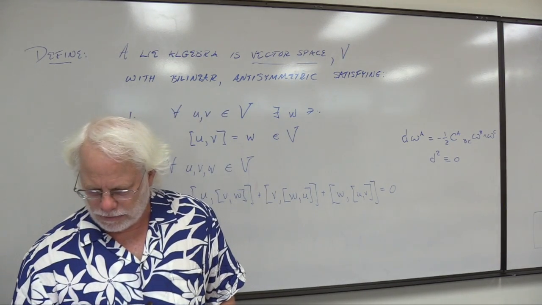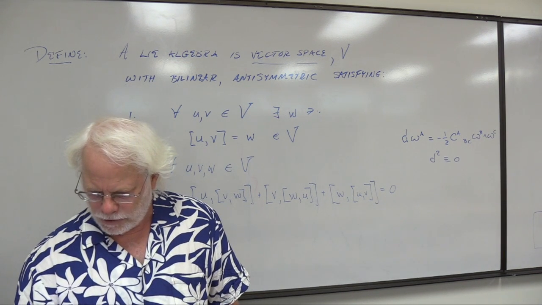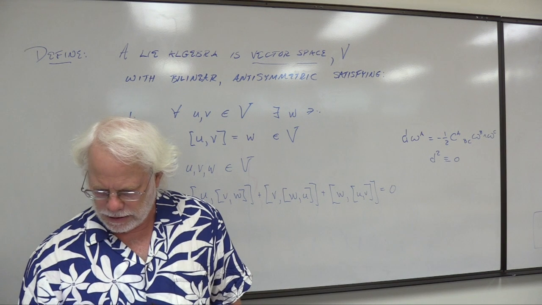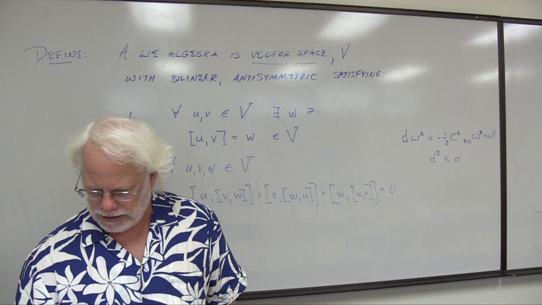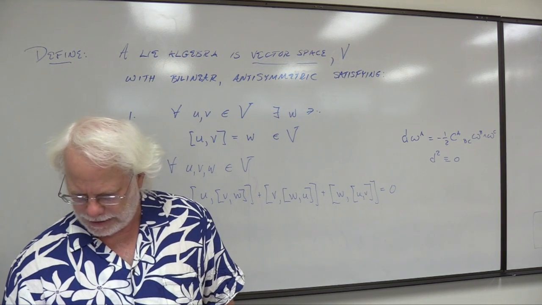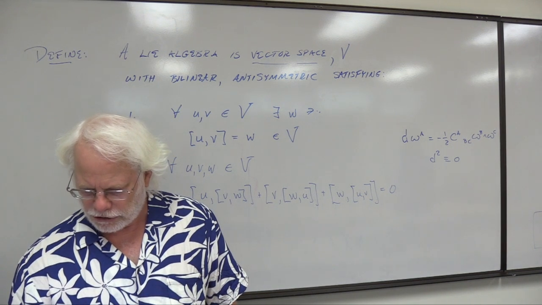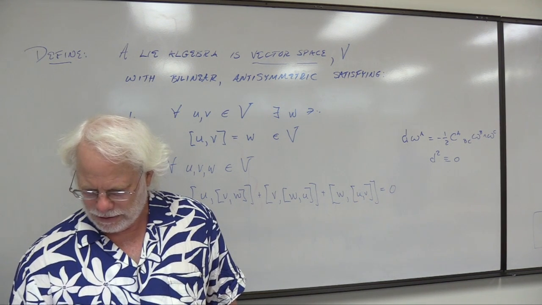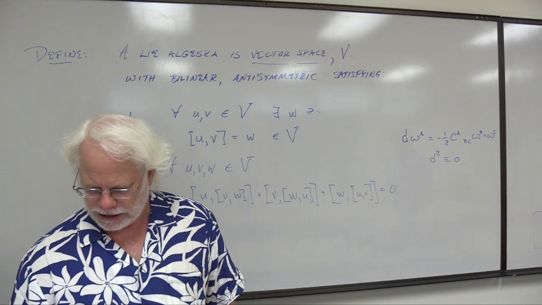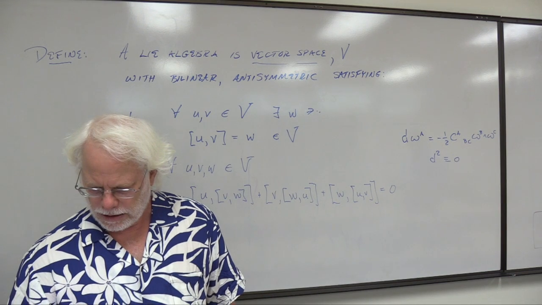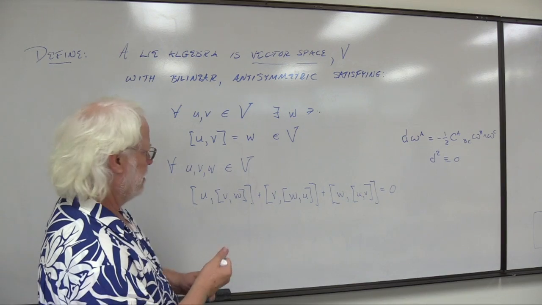Okay, now let's see. I'm wondering how much more of this I want to go through. We can use the structure constants to produce a copy of the group. Have I talked about the adjoint representation? No. Let me just mention that, and that's probably enough here.